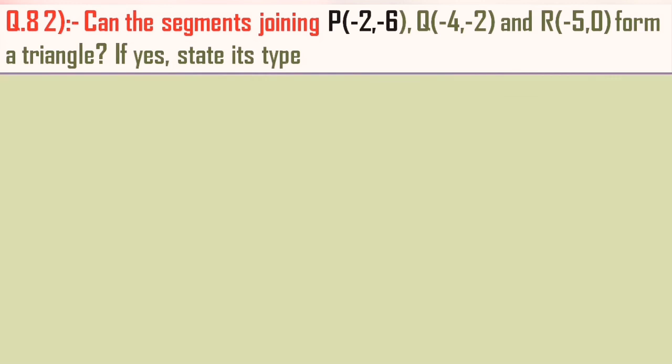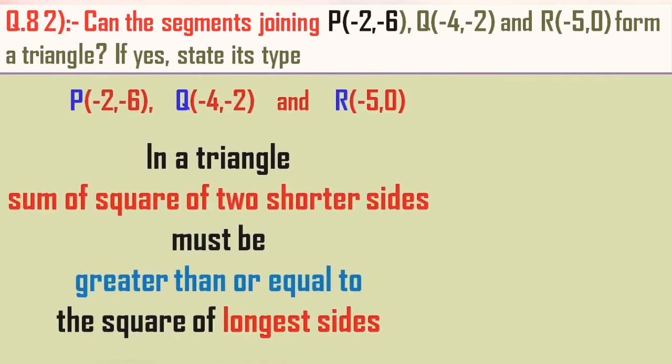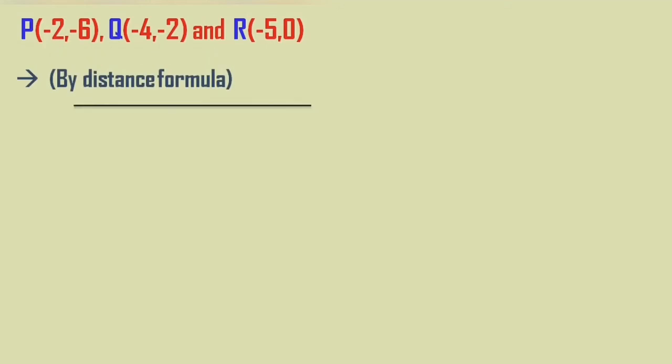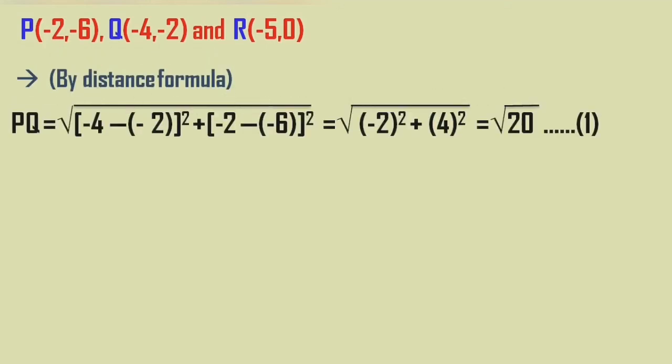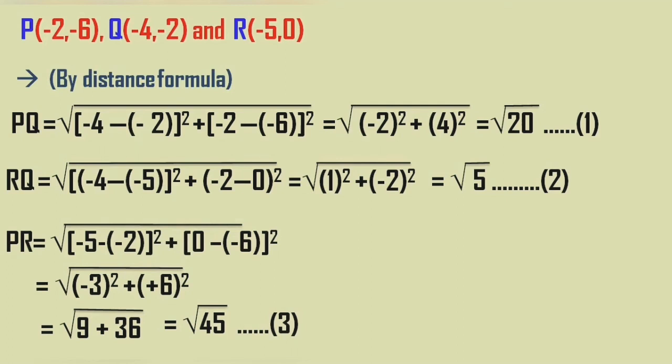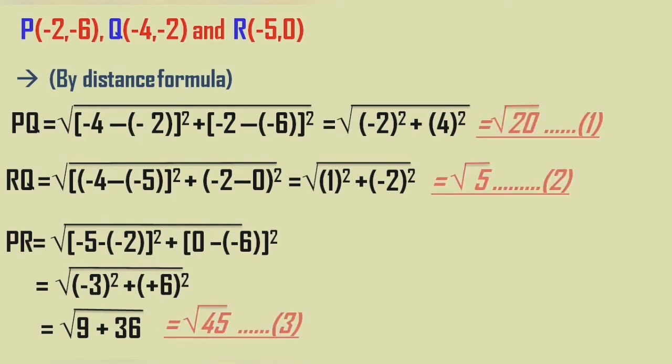The points are given, P, Q, R, and the property is there on your screen. The sum of the squares of the two shorter sides must be greater than or equal to the square of the longer side, right? So by the distance formula, find the sides first of all. We will get the value of PQ as under root 20. For RQ, you will get the answer under root 5, and for PR, you will get the answer under root 45. Observe these 1, 2, 3, you will come to know that PR is the longest side and 1 and 2 show the shorter sides, right?